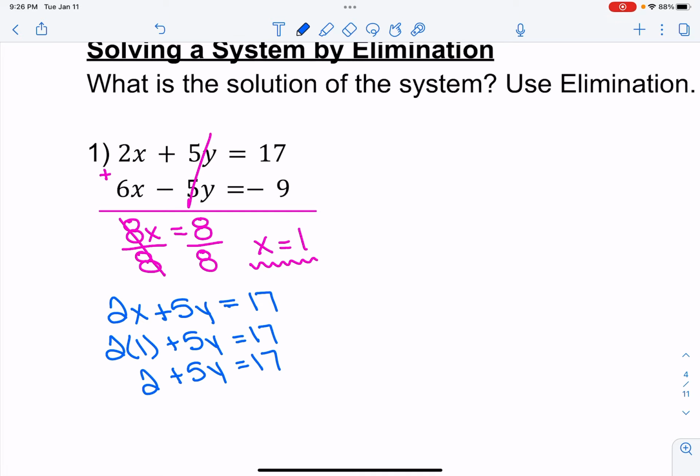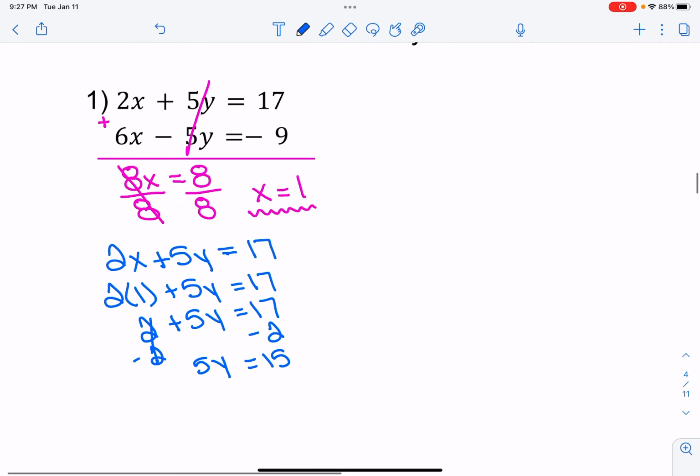And now we are trying to get y by itself. So we are going to subtract 2 from both sides. So we have 5y equals 15. And finally, our last step, we divide both sides by 5, and we get y equals 3.